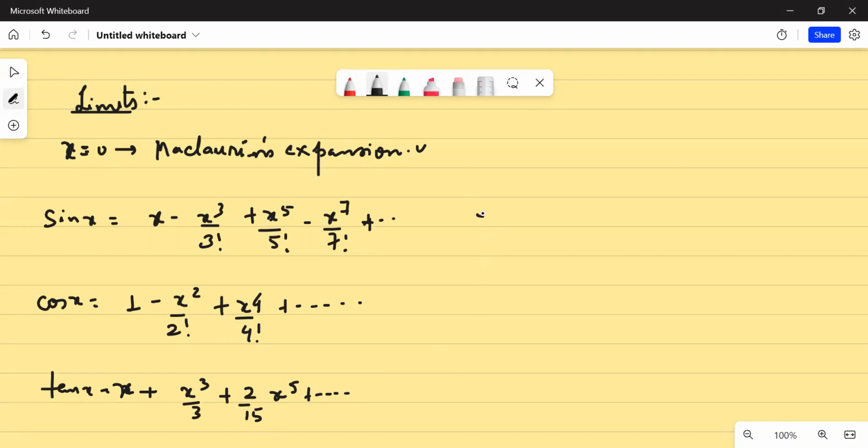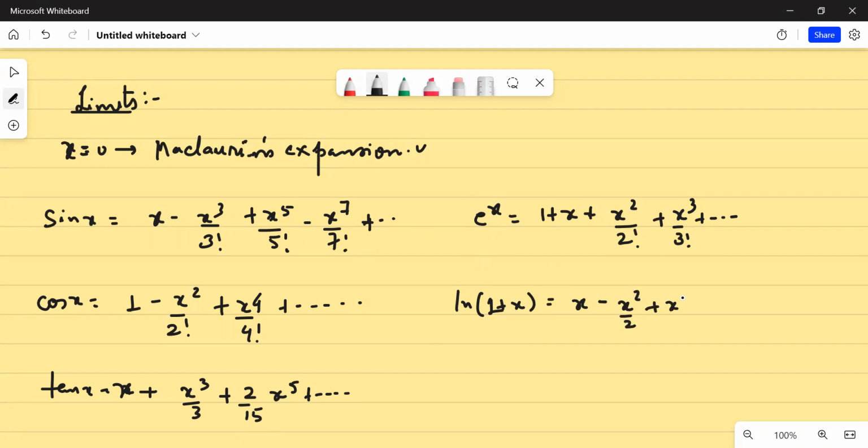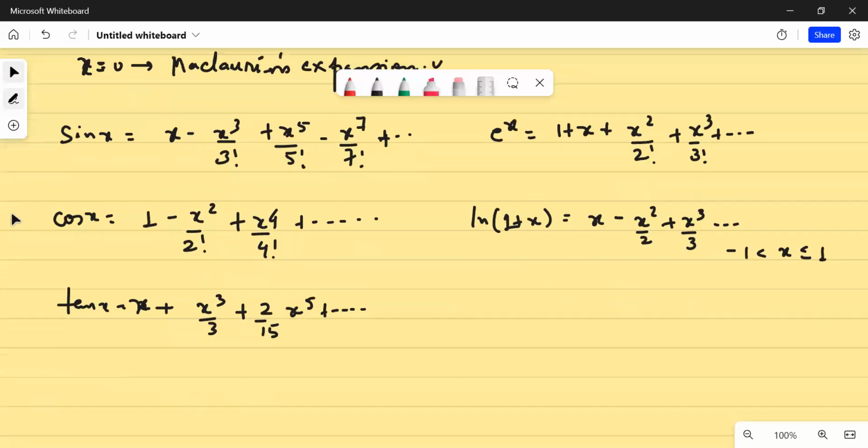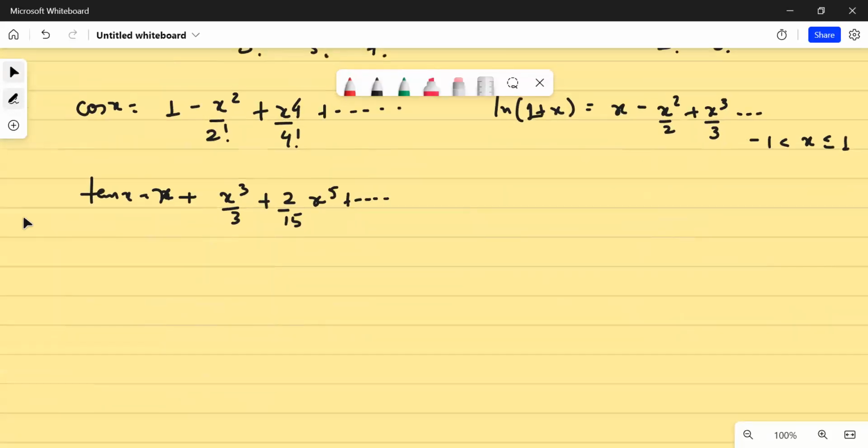A few others, like e to the power x, you can write 1 plus x plus x squared upon 2 factorial plus x cubed upon 3 factorial, and so on and so forth. And then you can also write ln of 1 plus x. And what is ln(1 plus x)? It is x minus x squared by 2 plus x cubed by 3, and so on. These are some of the very important ones, okay? Is that clear, Rashid? Should I move ahead?